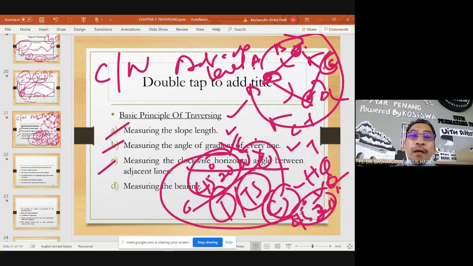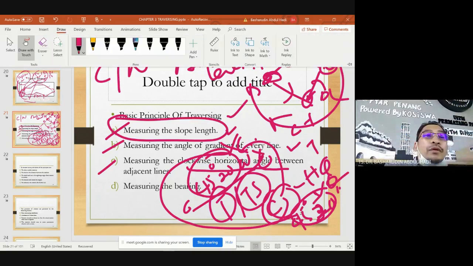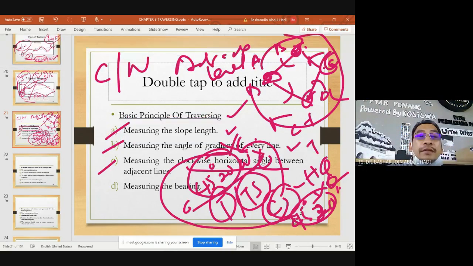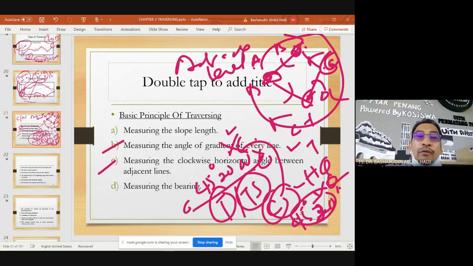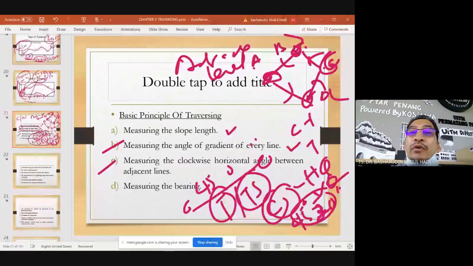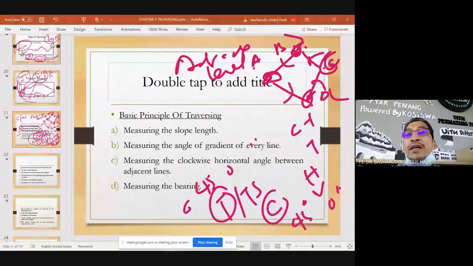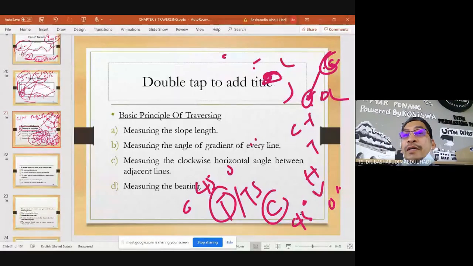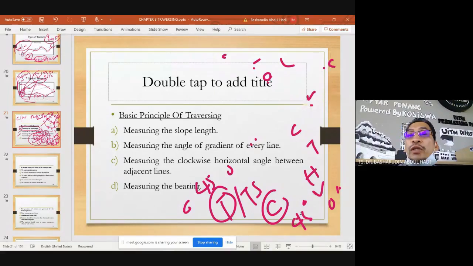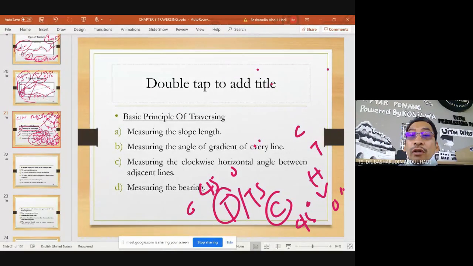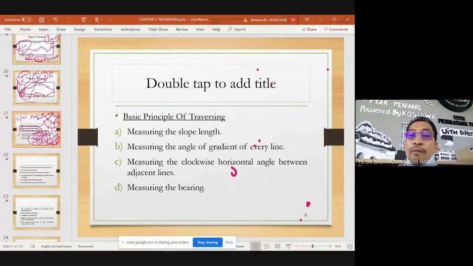Okay, measuring the slope. I want to explain this one. First I will rub this out with the eraser. How do you measure the slope length? I think most of you remember the practical work in front of your Islamic center. I always say please lift up your tape, because you must go straight, you must stretch it until straight and it must be level flat.